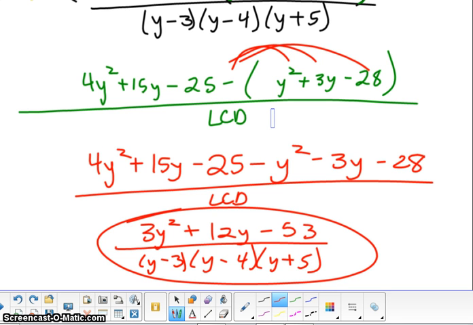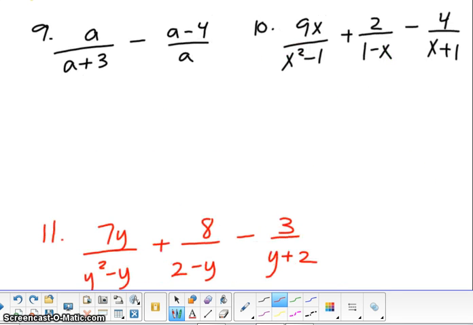Alright, so let's go back to the previous. Okay, so the next three, I would like to just get you started and I want you to finish them for class tomorrow. For example, the first one, this one needs an A to be the same, and this one needs an A plus 3. Now the denominators are exactly the same. So continue with that one and we'll talk about it tomorrow.